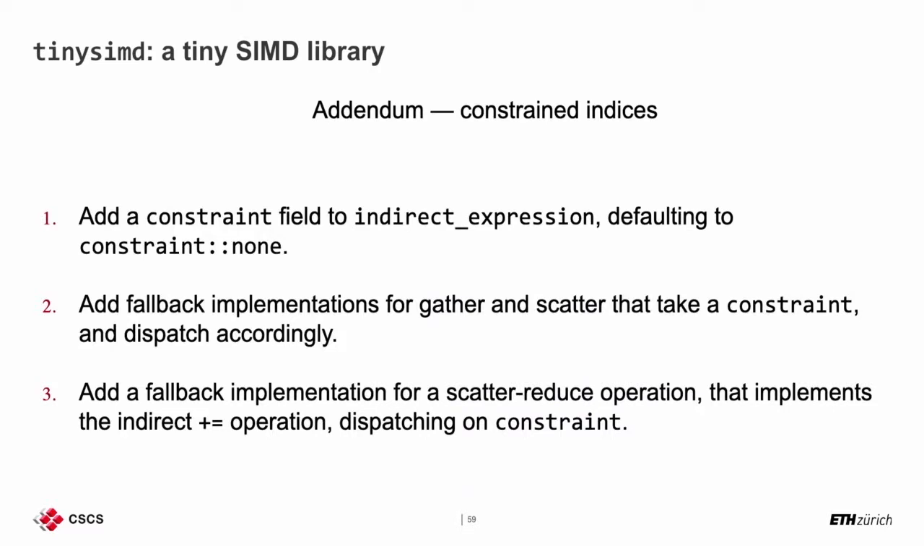And we can add that to our indirect expression. We already have an indirect expression. We can add a constraint to it too. It will default to none. But once we've got that, we can dispatch on that constraint to better versions of a gather or a scatter or indirect load or a plus equals operation. That's basically it. You can look at the source code if you are interested.